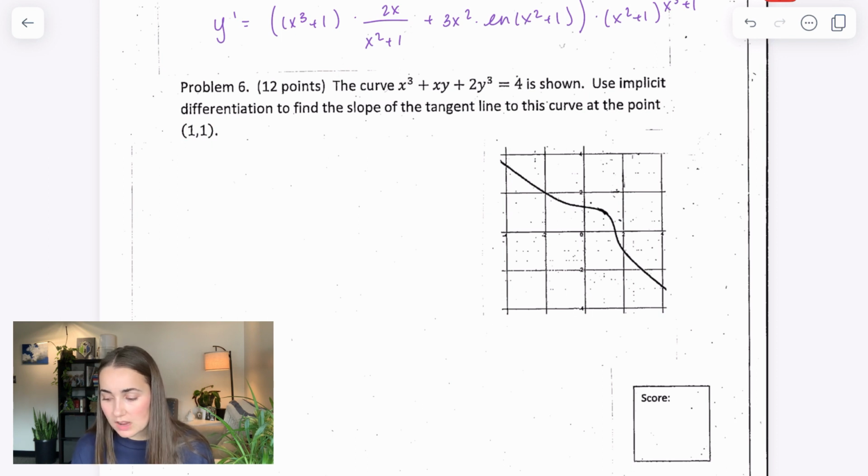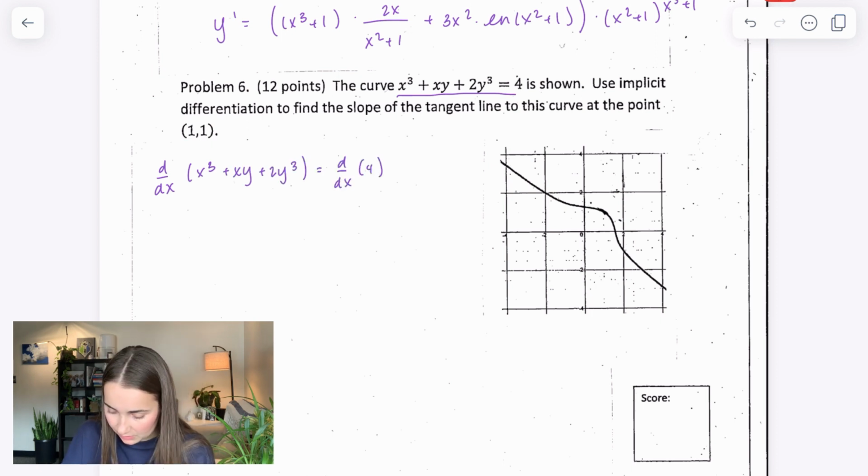So now for problem 6, we have the curve x cubed plus x times y plus 2y cubed equals 4. And we want to go ahead and use implicit differentiation in order to find the slope of the tangent line at the point (1, 1). So implicit differentiation, I'm going to go ahead and take the derivative of both sides of this equation right here in terms of x.